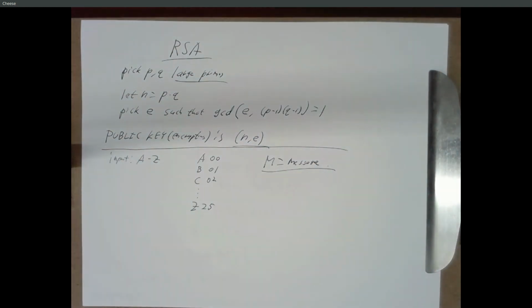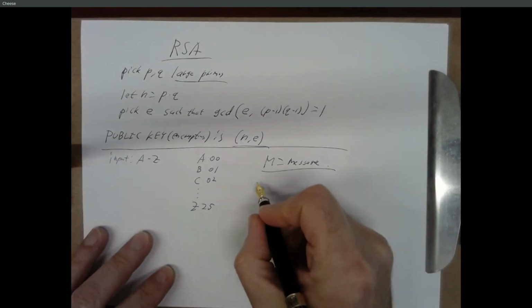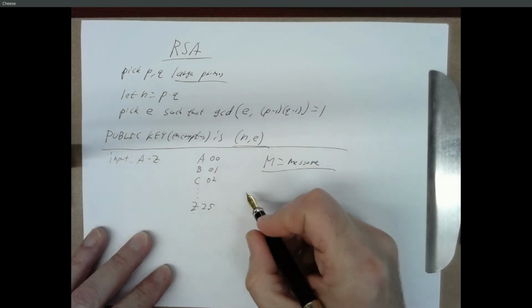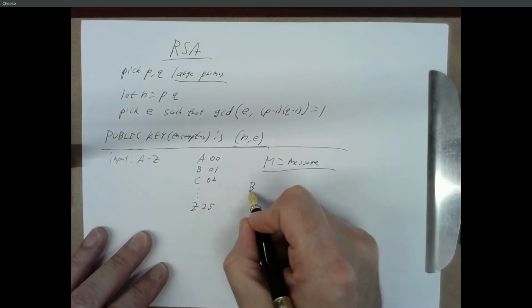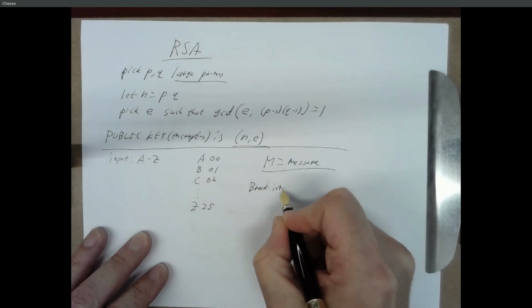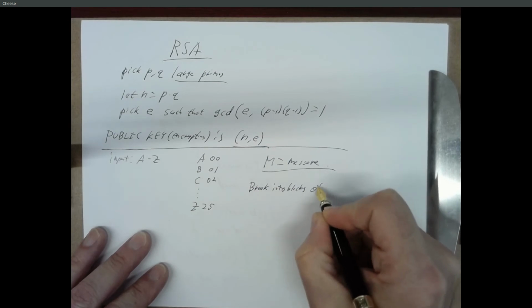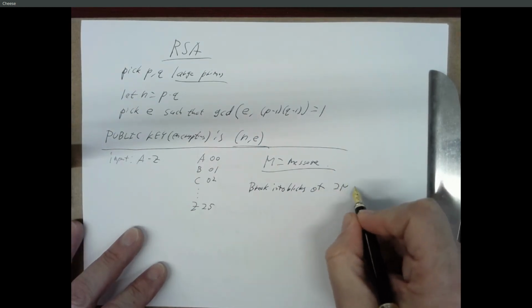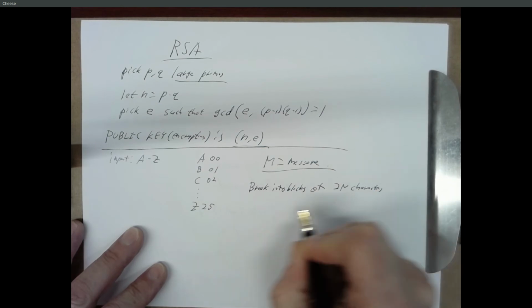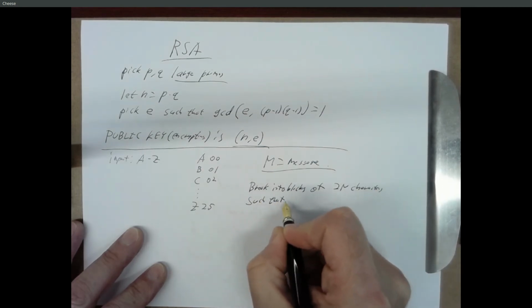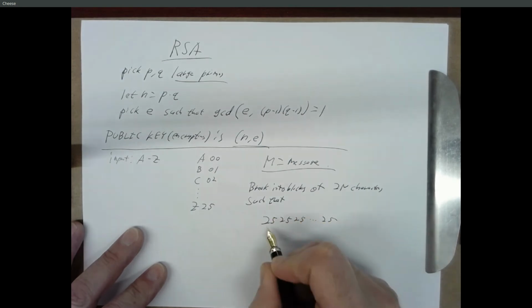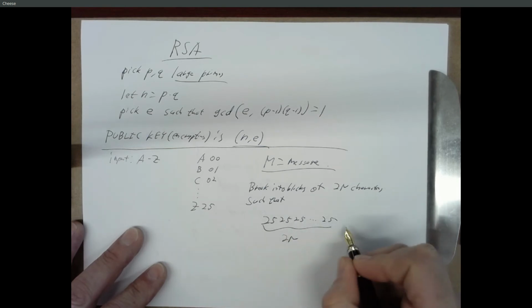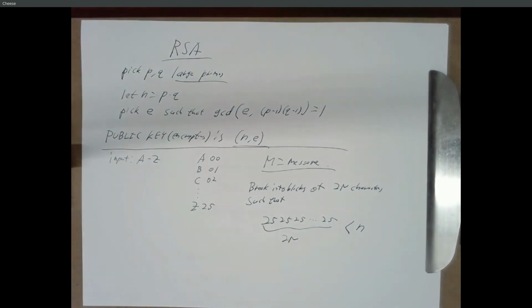And we're going to do this encryption on pieces of your message. So we're going to break your message into blocks of 2n characters, such that the largest possible message we might write, which would be a bunch of z's, 2n of these, is still less than n, that product of p and q.